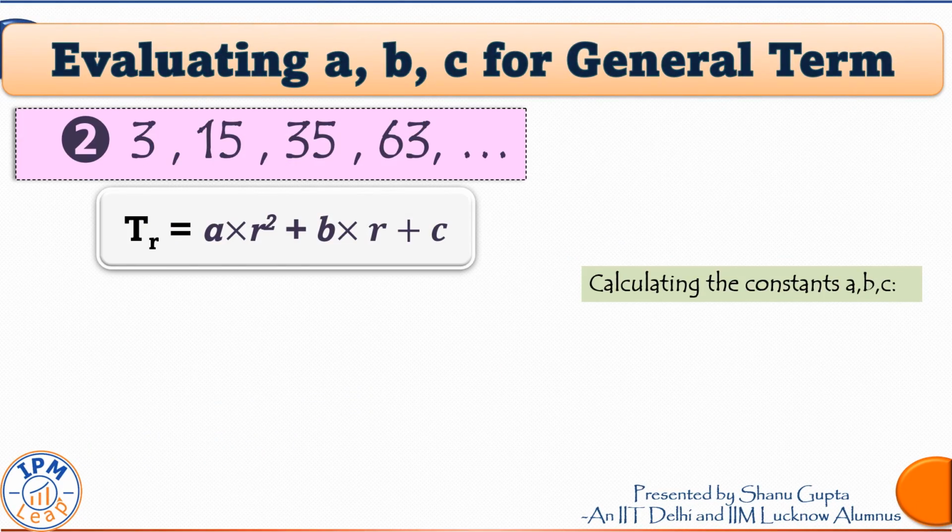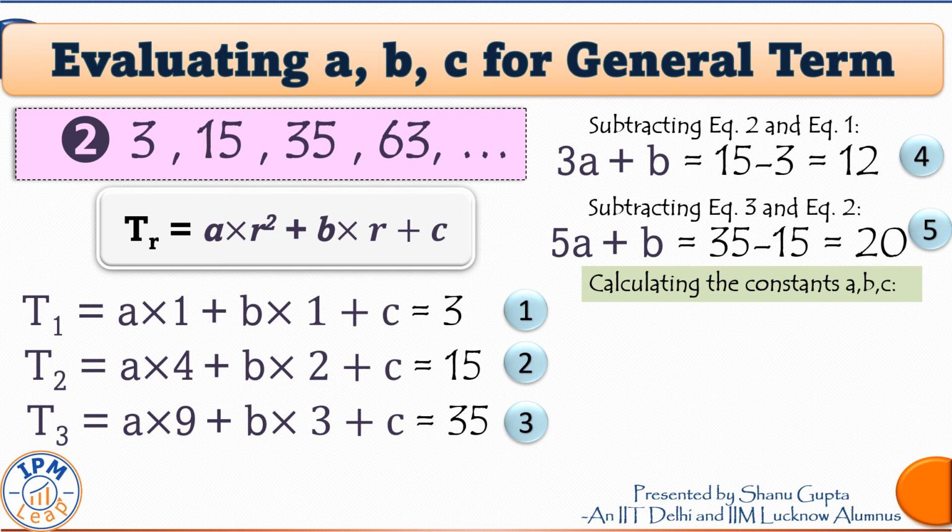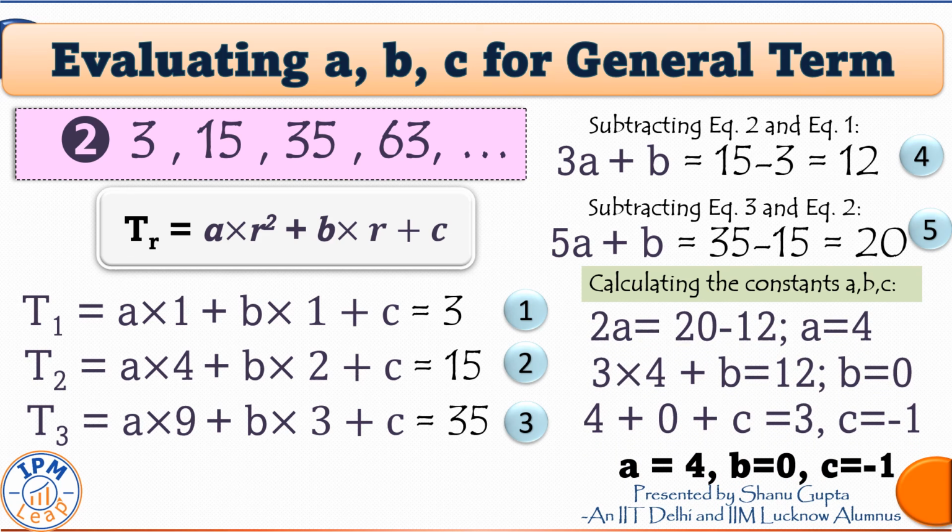Next, I am going to show you how to apply the same method to our next sequence 3, 15, 35, 63, and so on. The steps and even the equations are mostly same. So you may just pause the video and try out the calculations on your own. For me, using this method, my constants a, b and c turn out to be a is equal to 4, b is equal to 0 and c is equal to minus 1. The general term gets decoded as TR is equal to 4r square minus 1.